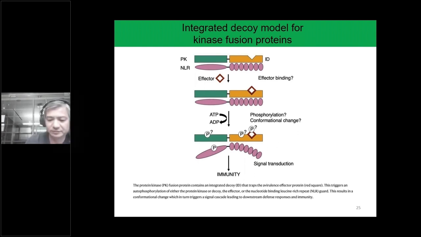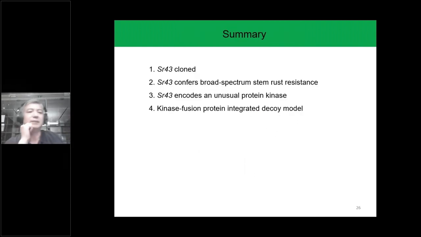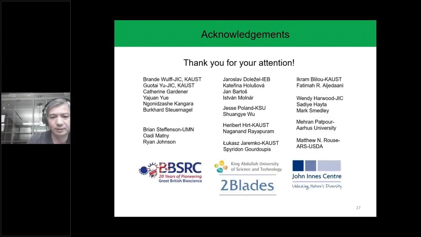immunity response. So in summary, we have cloned SR43, and SR43 confers broad-spectrum stem rust resistance, and SR43 encodes an unusual protein kinase. And we proposed a kinase fusion protein integrated decoy model.